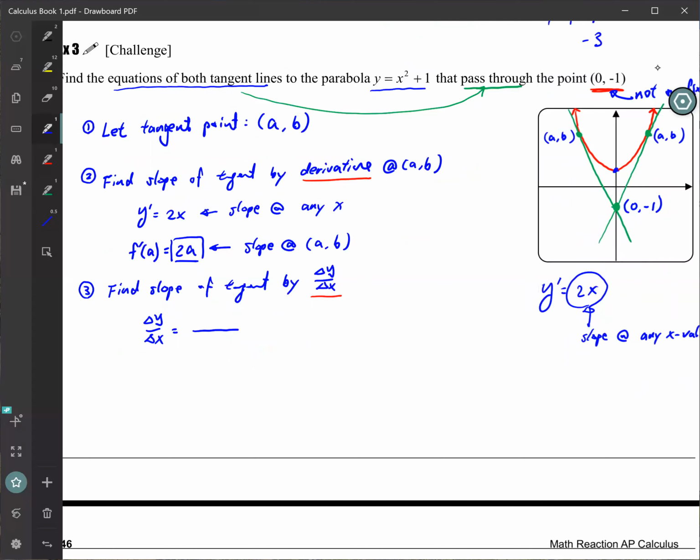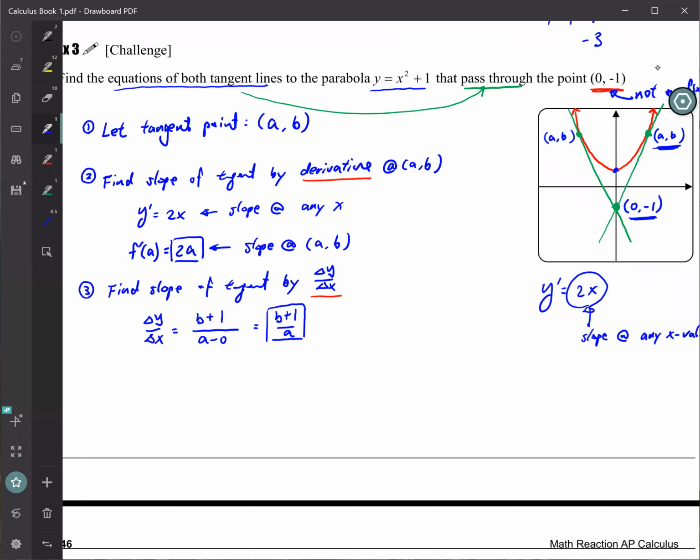How do we get delta y? Would it be b plus 1? Yeah. Over x? No. Oh wait, sorry, a. Yes, a minus 0, okay? So we are using the tangent point and the other point, and then we do the rise over run, okay? So we simplify it into b plus 1 over a. All right? So this is also the slope.